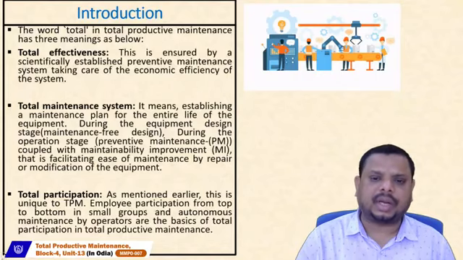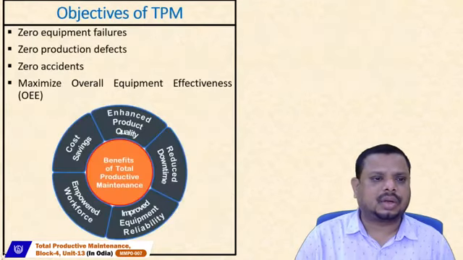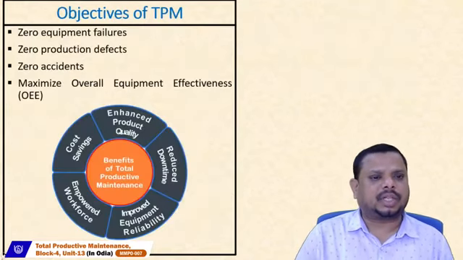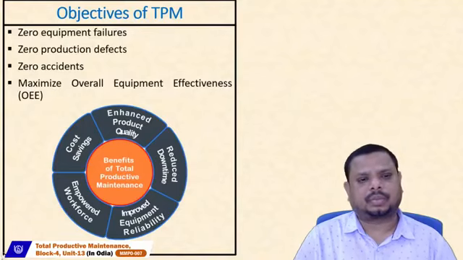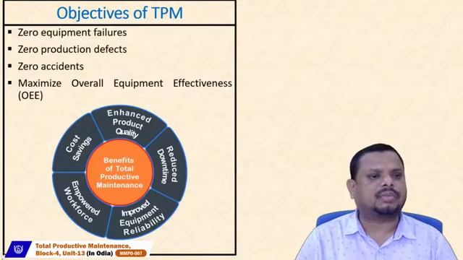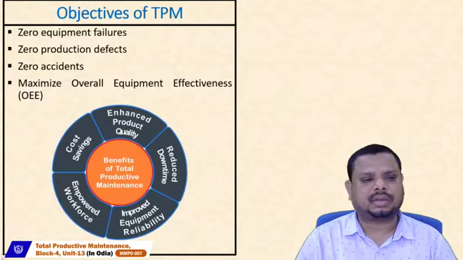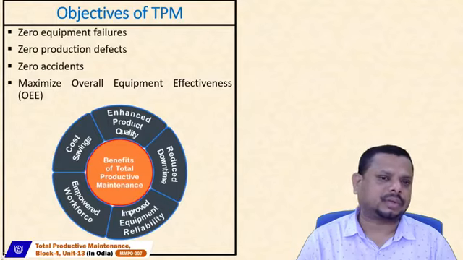So this is all about the introduction of total productive maintenance. The next one is the objectives of total productive maintenance. The first point is zero equipment failures. The next ones are zero production defects, zero accidents, and the last one is to maximize overall equipment effectiveness, which is shortly known as OEE.